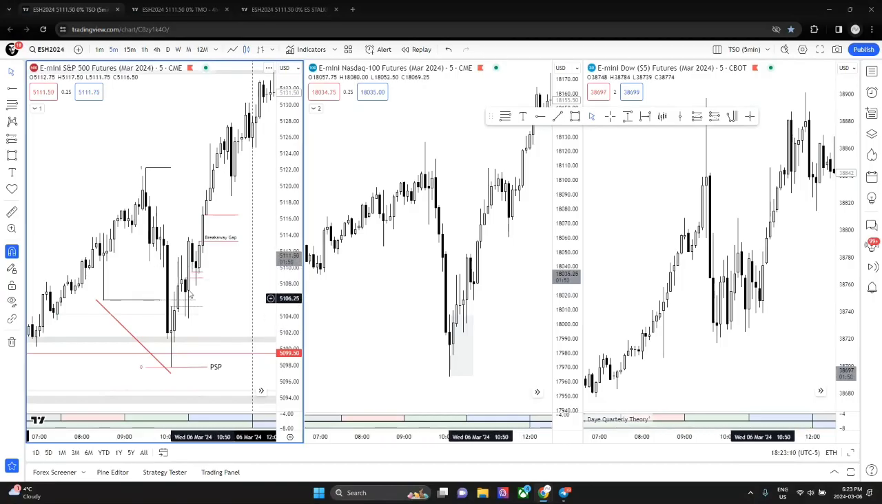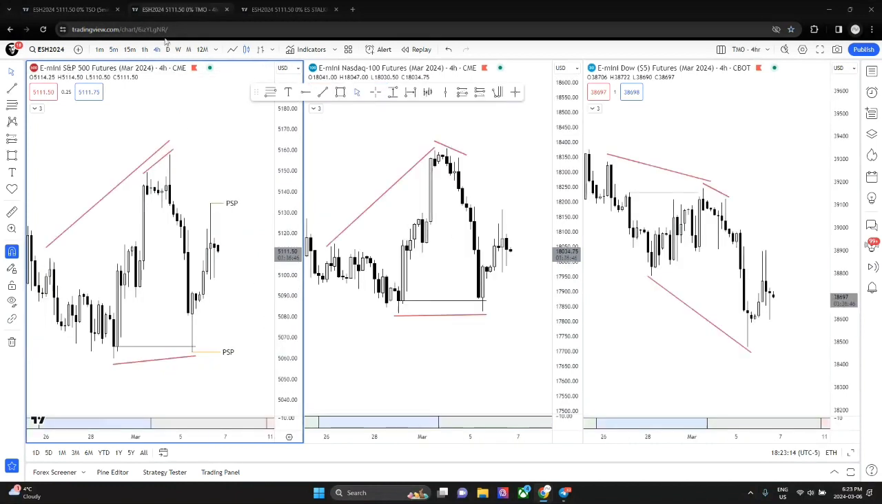happened, below here. And now we'll be looking at the 4-hour time frame. So here we have the S&P 500. Here we have the Nasdaq futures, and here we have the E-mini Dow.